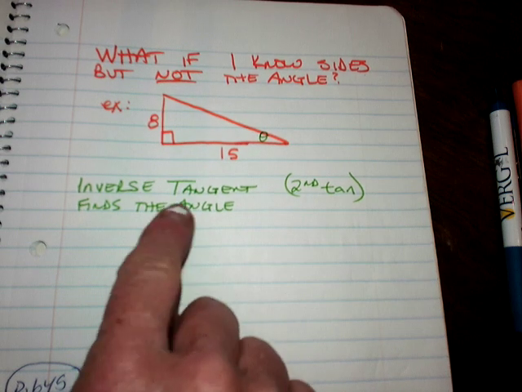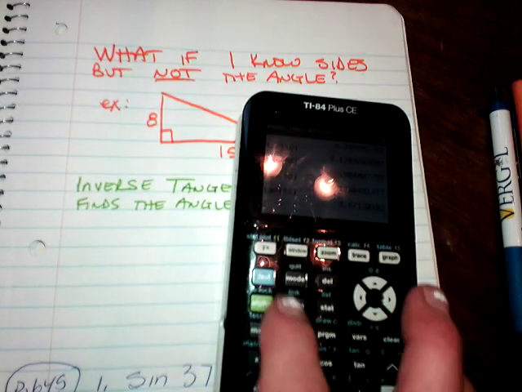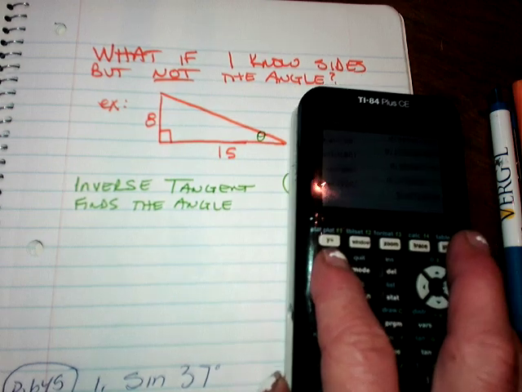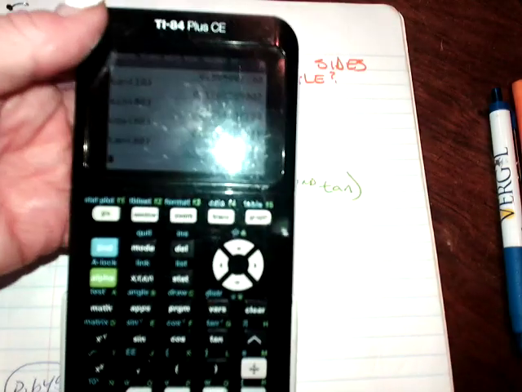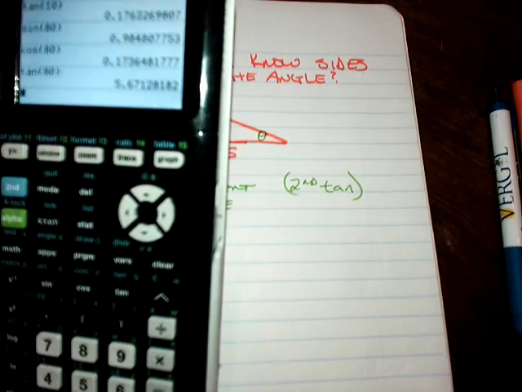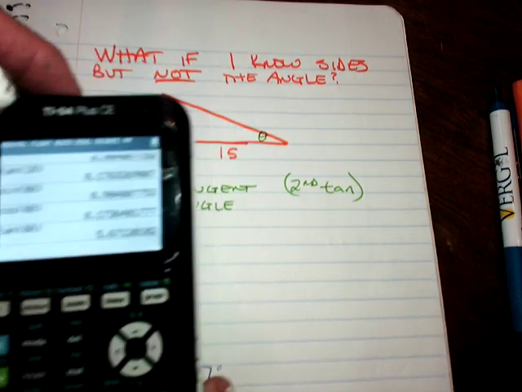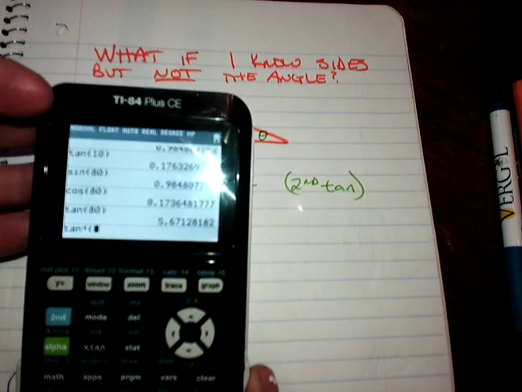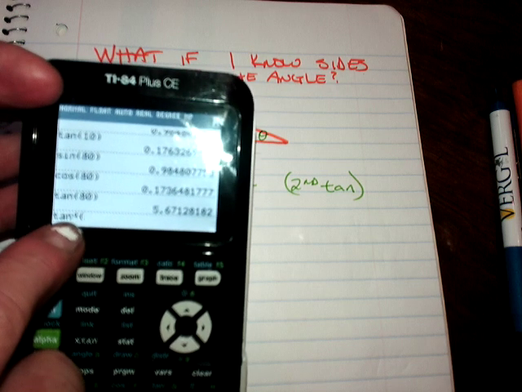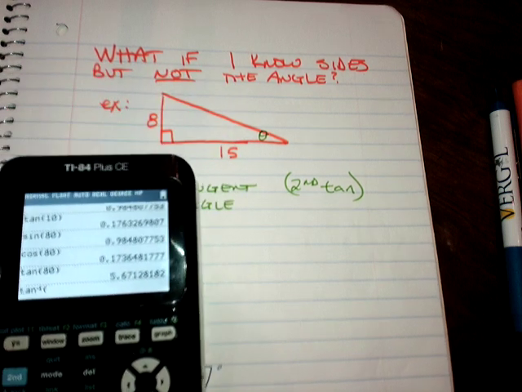I'm going to use something called the inverse tangent, and you get that by hitting your second button first. Sorry, I'm trying to get that so you can see it a little bit better. And you get that by hitting your second button, and then your tangent button. So second tangent, and see how it says little tangent with a -1 right there? And then we'll type in what you know.